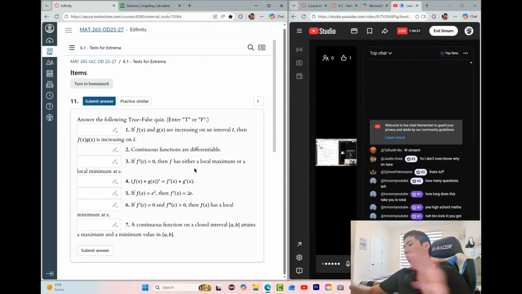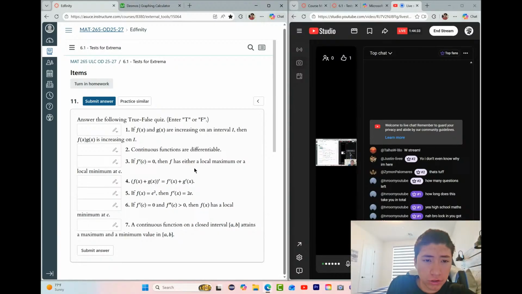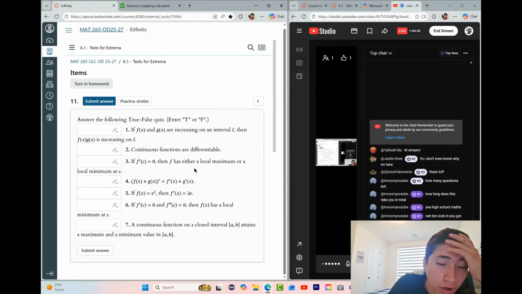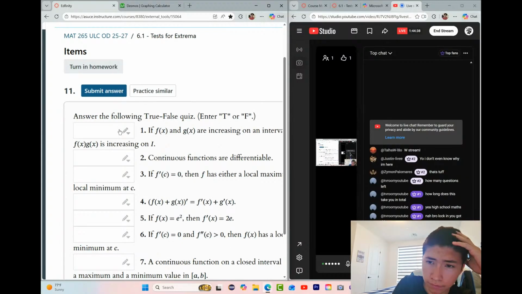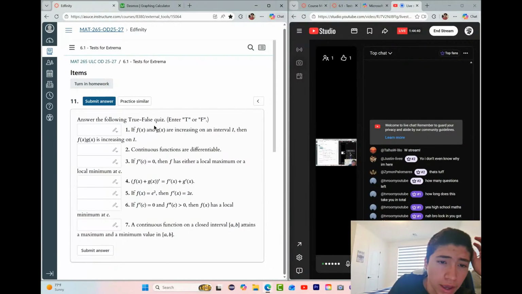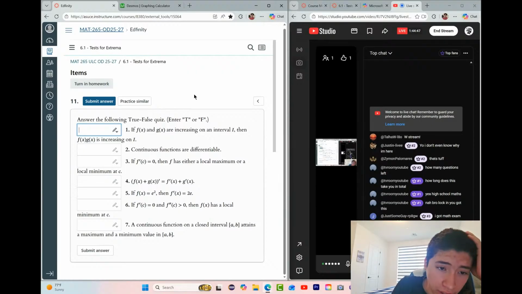All right, now we just have the last question now, guys. Answer the following true-false quiz. All right, let's do this. I think we have a solid understanding of everything, so we should do this well. If f of x and g of x are increasing on an interval I, then f of x times g of x.